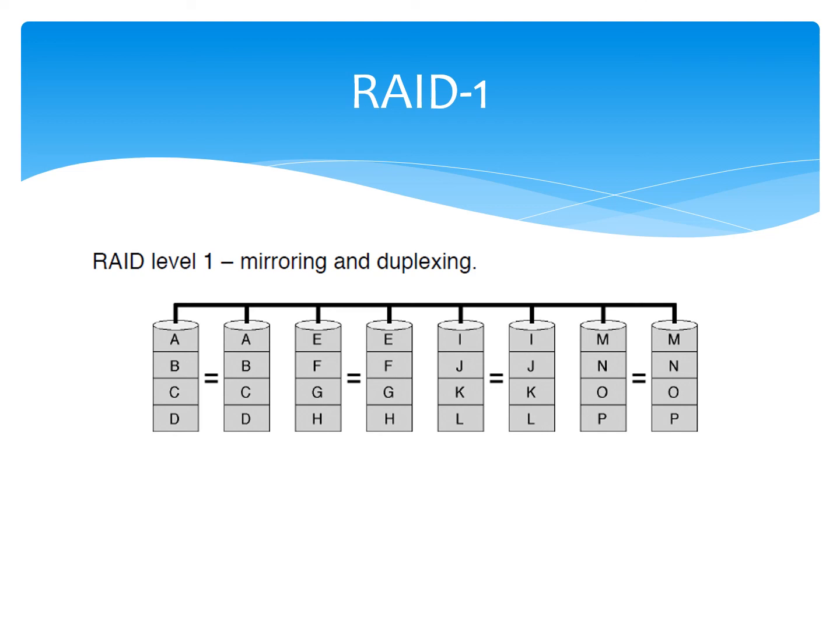RAID 1 refers to mirroring, which uses one disk to back up another disk. In this configuration, it is very safe, but you can only store data on half of the total disks.